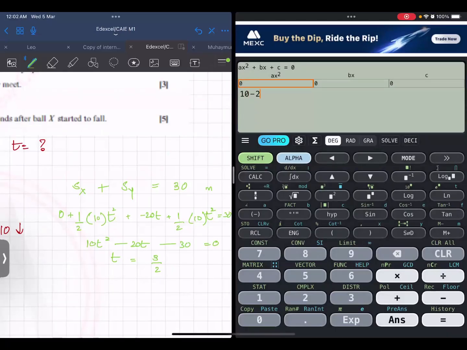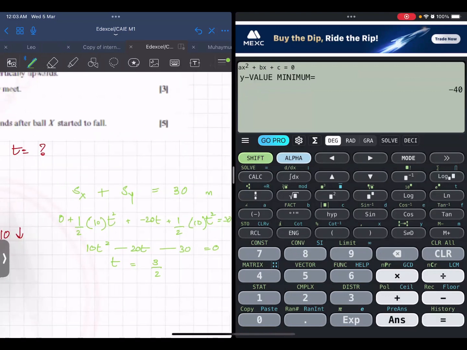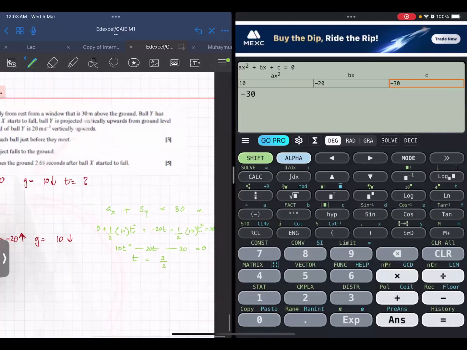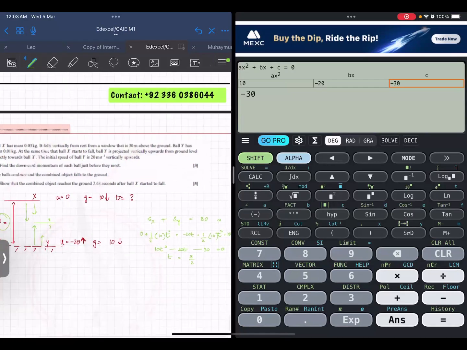10 minus 20 and minus 30. So -1 and 3. Wait a minute. 10T square minus 20T, and then minus 30. 10 minus 20 minus 30. अमाज मुर्तजा चेक करो मैंने क्या साइन में गलत किया? Wait, so how do we get 10T square? S is equal to UT plus half AT square. No, but won't they cancel? Why would... Oh, they cancel? Okay, okay. I did it because for me it was minus.